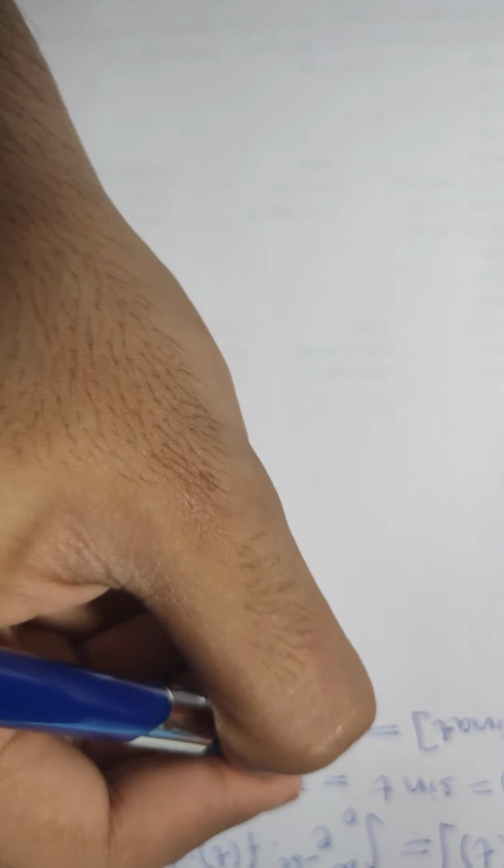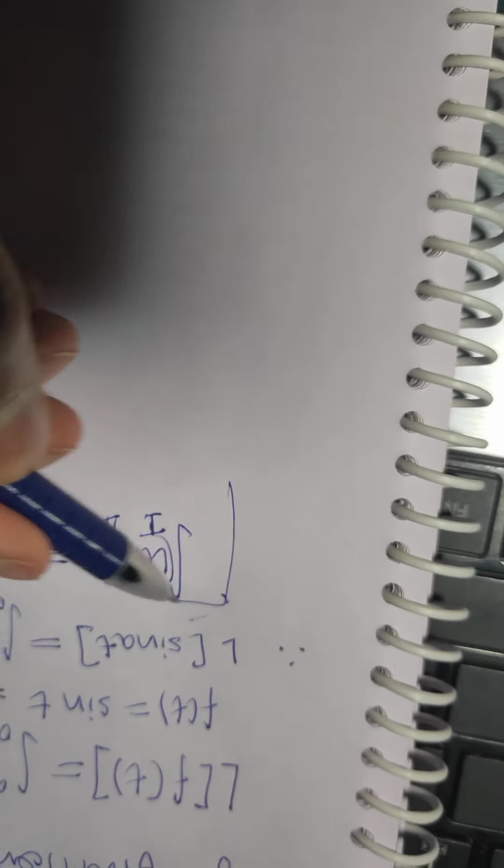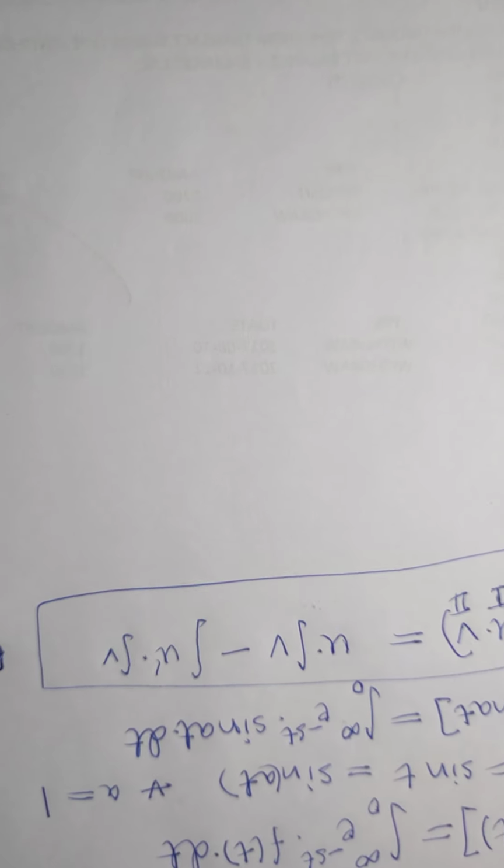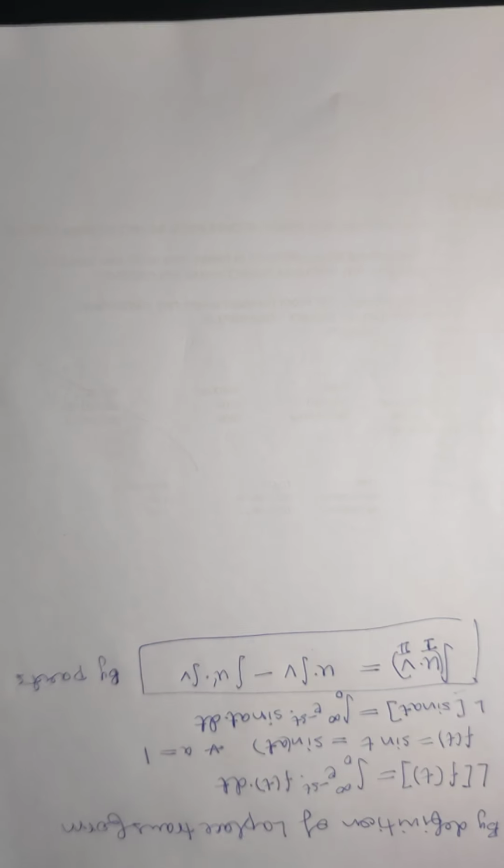And then from this you subtract the integral of the product of the derivative of the first function and the integral of the second function. So that is that. This is what we're going to be using. This is called by parts, and it will be very essential in what we're going to do.